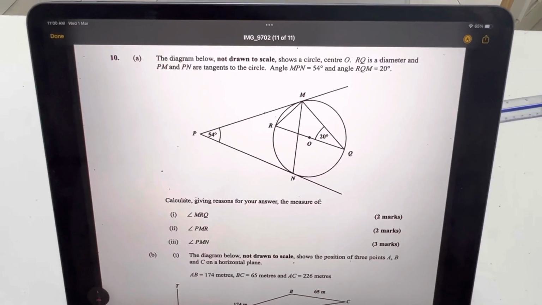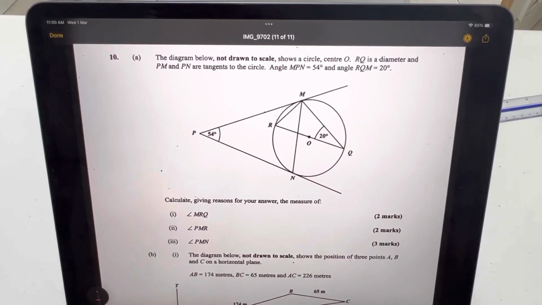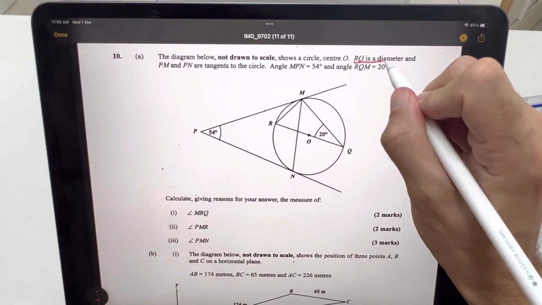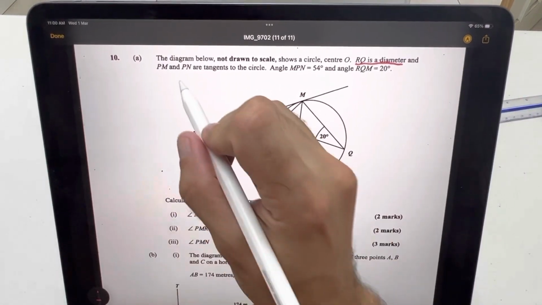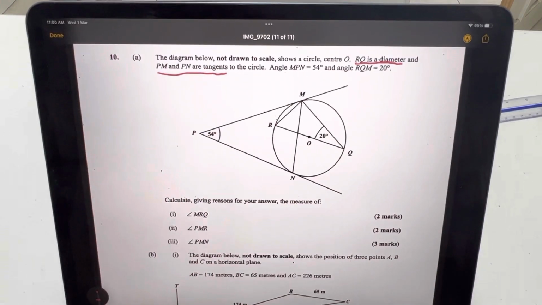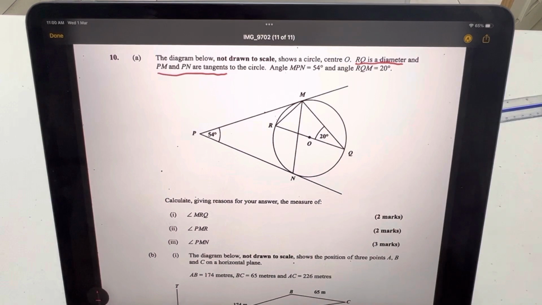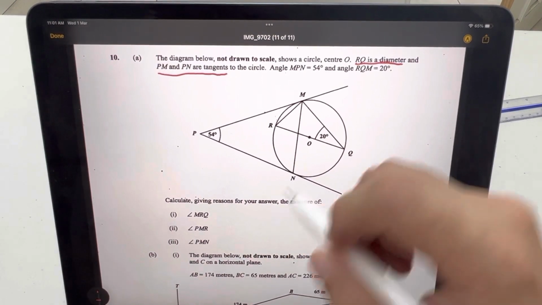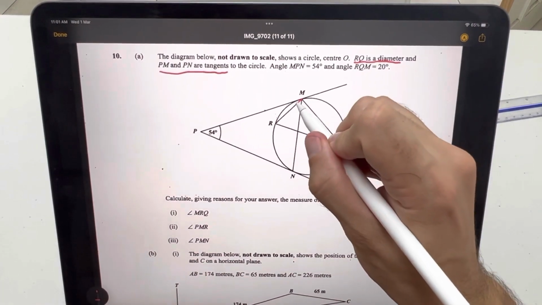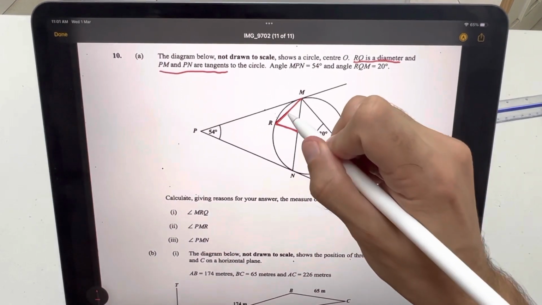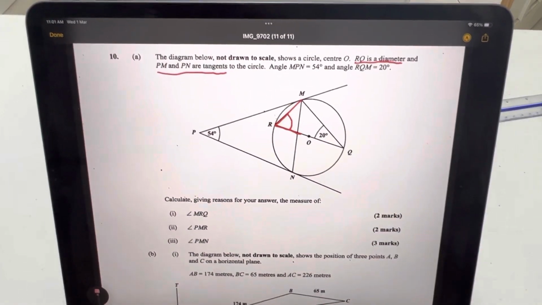Number 10, the diagram below, not drawn to scale, shows a circle center O. RQ is a diameter, and PM and PN are tangents to the circle. Angle NPM is 54 and angle RQM is 20 degrees. They show that on the diagram. Calculate, giving reasons for your answer, the measure of angle MRQ, and that is going from M to R to Q. That's going to be this angle right here.